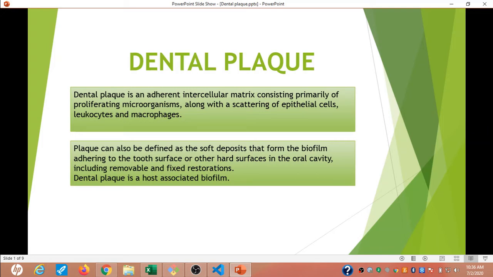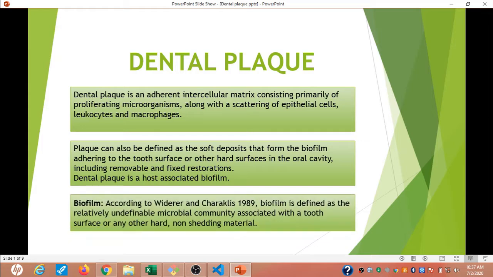Another definition is it can also be defined as the soft deposits that form the biofilm adhering to the tooth surface or other hard surfaces in the oral cavity, including removable and fixed restoration. So another definition is it's a soft deposit that forms the biofilm. It is attached to the tooth surface or any other hard surface in the oral cavity, including removable and fixed restoration. It's a host associated biofilm.